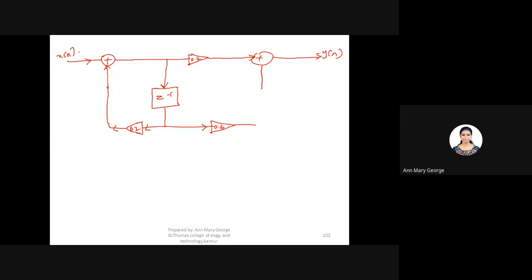This will be the realization of the given h of z. And this will be the S0. You have to find S0 such that you have to find the scaling factor S0 at the input.